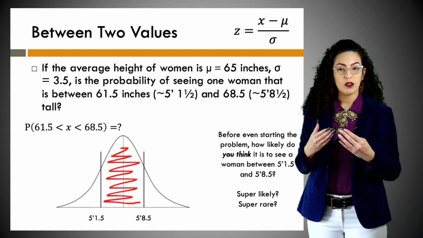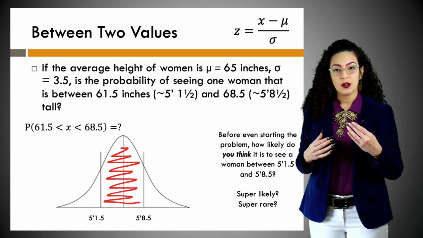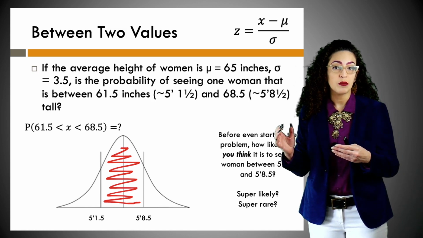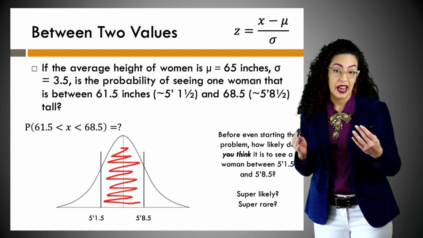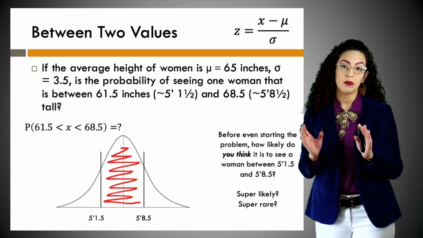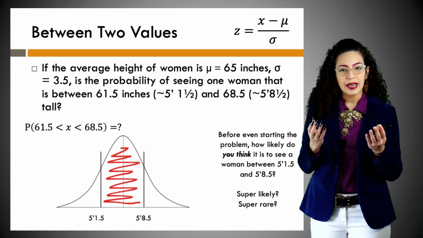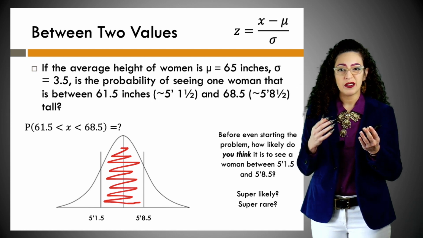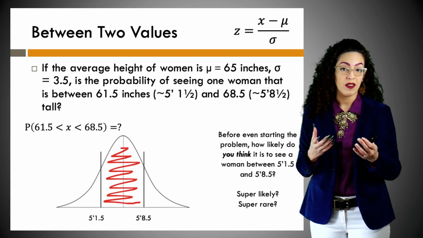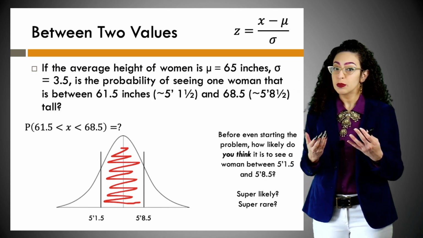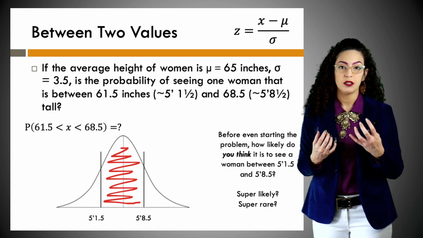So if the average height of a woman is 65 inches with a standard deviation of 3.5, what is the probability of seeing one woman that is between 61.5 inches, which is about 5'1.5", and 68.5 inches, 5'8.5"? Before you start any sort of problem, I want you to step back for a second and think about it realistically. How likely do you think it is that you see a woman who is somewhere between 5'1.5" and 5'8.5", remembering that most women are about 5'5"? Do you think that would be super likely or super unlikely? Keep those intuitions with you as you go through these problems.